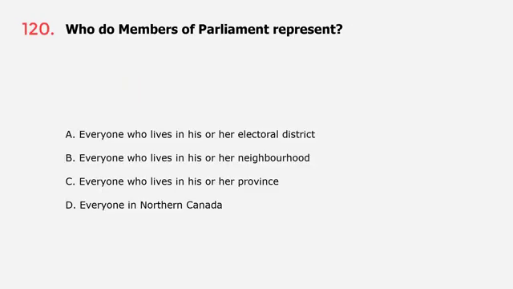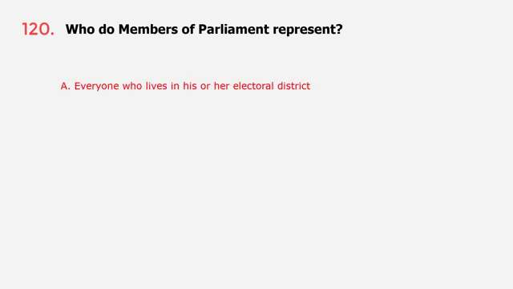Question 120. Who do members of Parliament represent? A. Everyone who lives in his or her electoral district. B. Everyone who lives in his or her neighborhood. C. Everyone who lives in his or her province. D. Everyone in northern Canada. The answer is A. Everyone who lives in his or her electoral district.